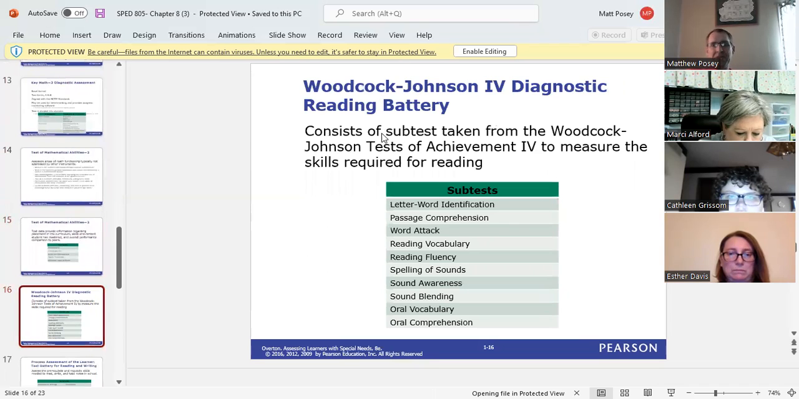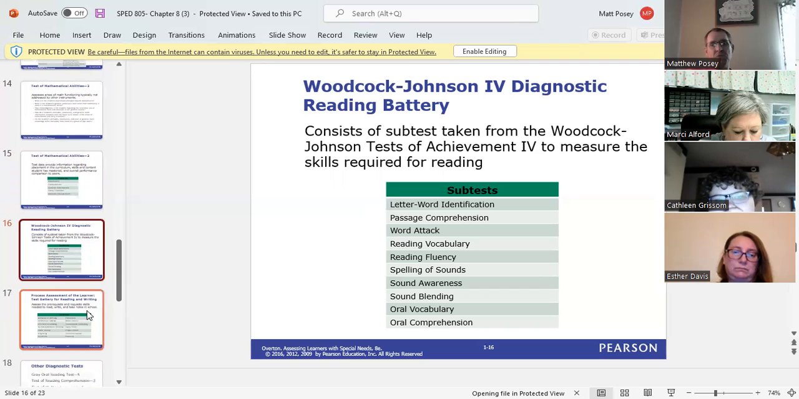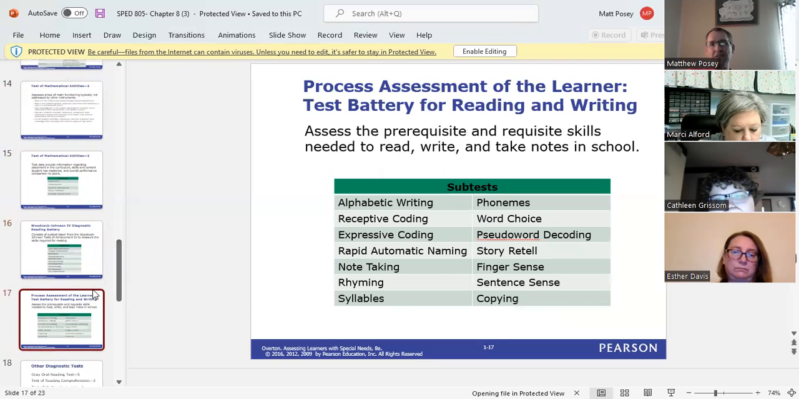The diagnostic reading battery on the WJ4, you'll see is very detailed, specifically around sounds, oral vocabulary, oral comprehension, reading fluency, and reading vocabulary. So on this particular one, there's a lot more oral testing occurring during this assessment, and we have to do a lot of tracking on those students.